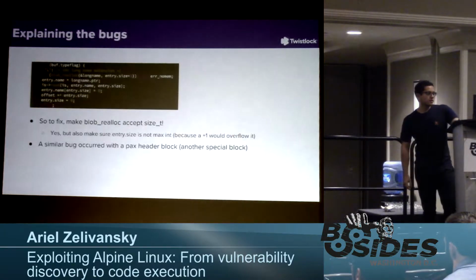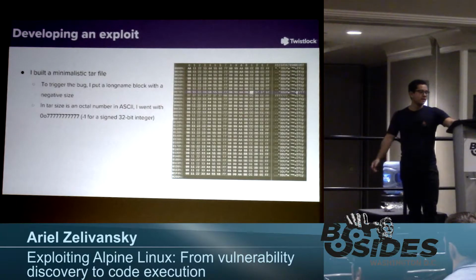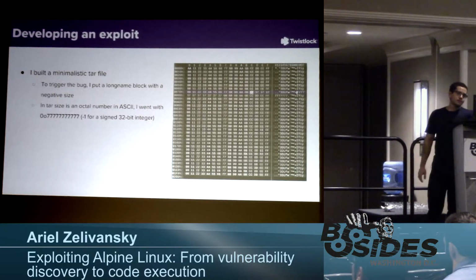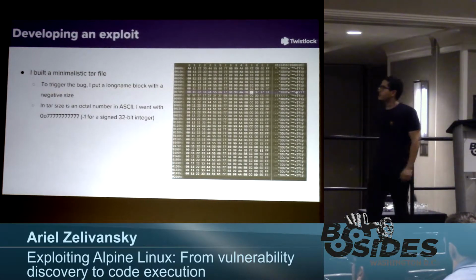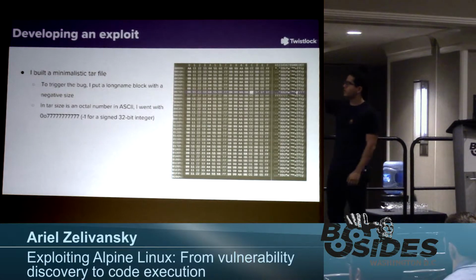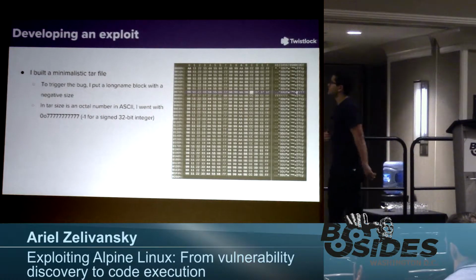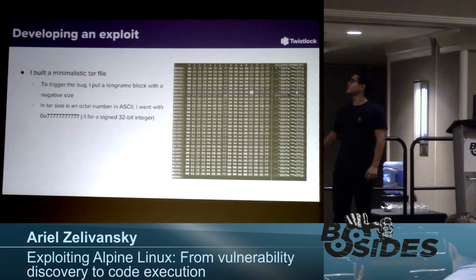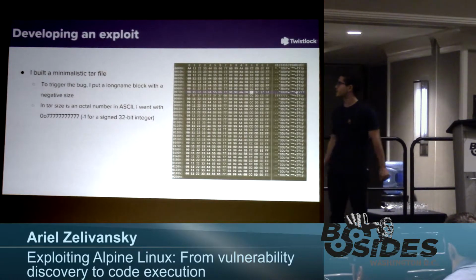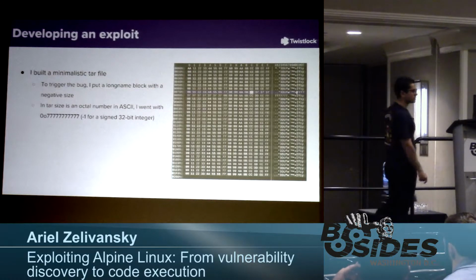So yeah, I was just going to develop an exploit for that. I was going to try and reproduce everything myself. So I started and built a small TAR file. That's the one I used on my hex editor. You can see a small L over there, which is for the GNU long name extension. And the size for a TAR file is in octal in ASCII, okay? So that shows how historical that format is. So I just went with 7777, which is essentially -1 if you look at it as a signed integer.